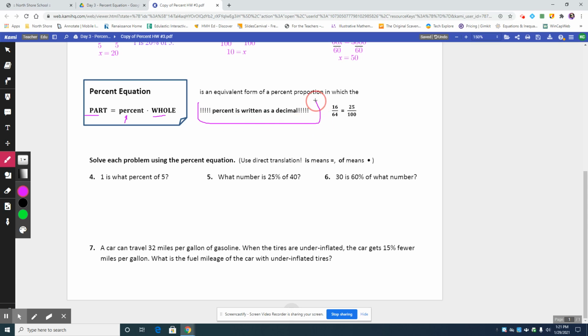Please remember, we can never use percent as it is. We have to turn it into a fraction or a decimal. I prefer decimal, so that's what we're going to focus on here. All right, solve each proportion.